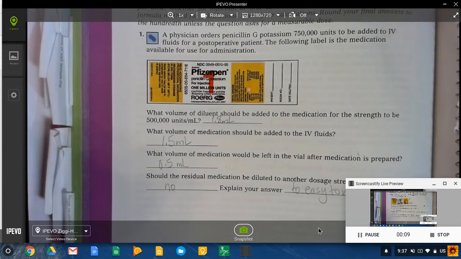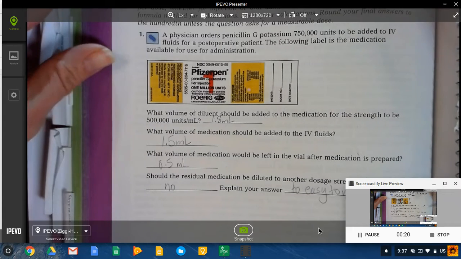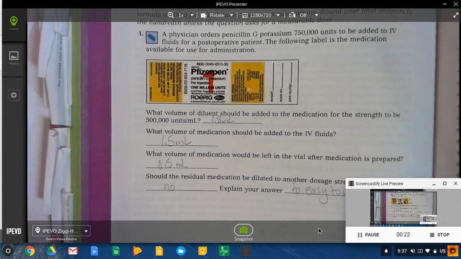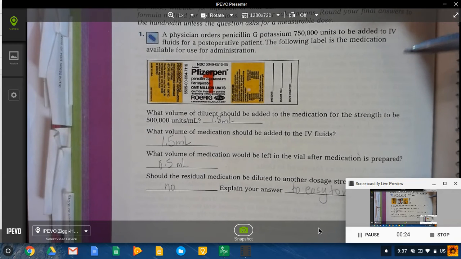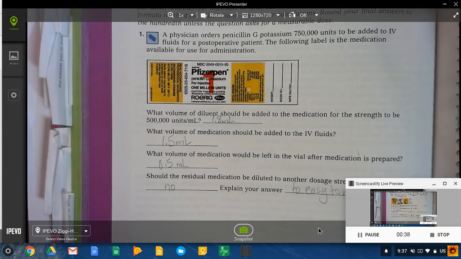Okay, this is page 400 in chapter 11, practice problems A, number 1. I've gone ahead and left the answers out here for you because I'm going to show you how to do this, and then you're going to do number 2, which is exactly like it. So here's the problem. The physician orders 750,000 units to be given to the IV fluids, and here is your prescription label that is on the vial.